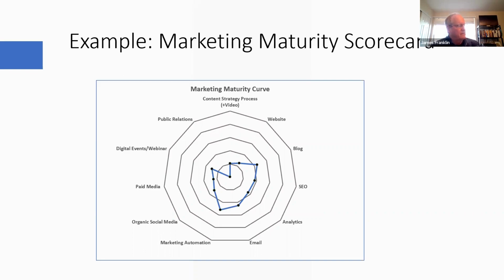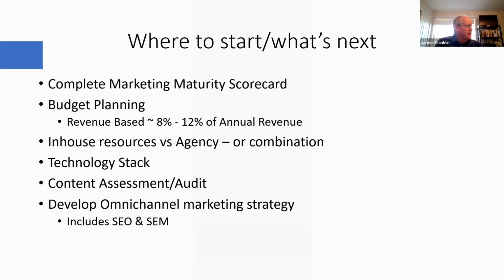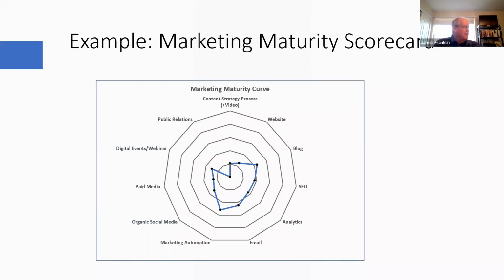So again, if I go back one here, start at the top with your marketing maturity scorecard, and it doesn't have to be overly complicated, right? But in these components, I don't think these 11 components should change. Maybe you don't want to have public relations in there right away, right? But these other ones are absolutely critical.